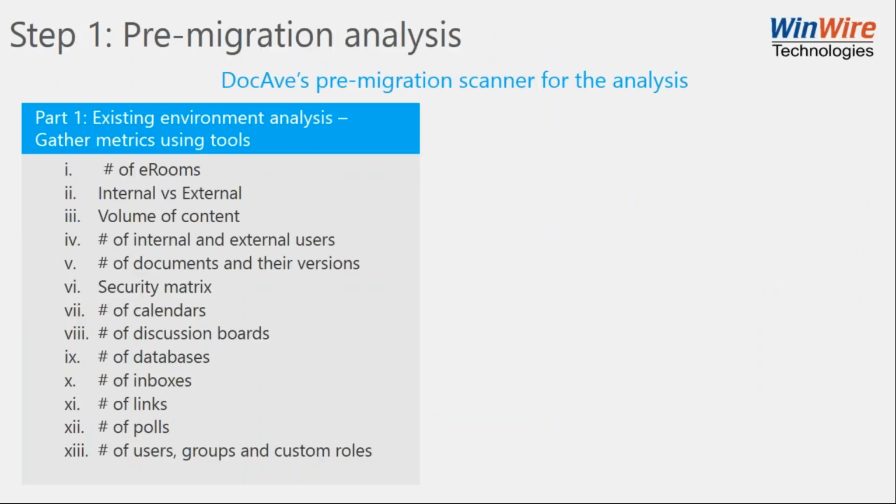First step, pre-migration analysis, right? So in pre-migration analysis, what all do we do? First step is existing environment analysis, right? So we need to gather as much information as possible about the existing eRoom environment as a first step.